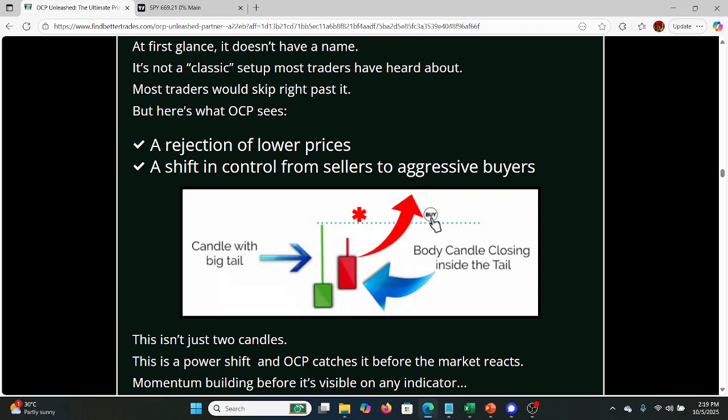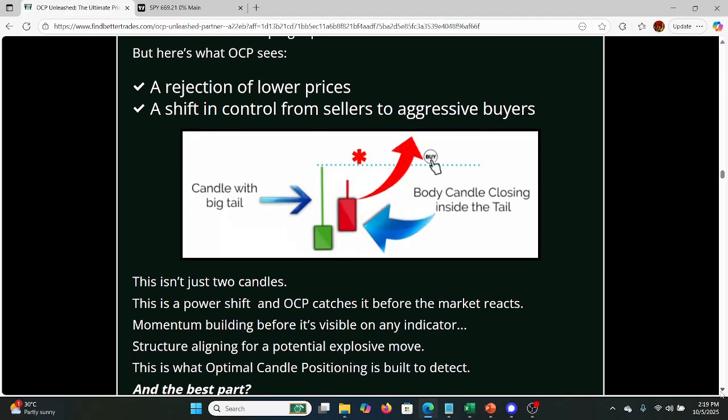So this is what the system really is, and I'll show you the real examples on the SPY 1 minute for the last trading day in just a few minutes. But this is basically the system. It's really simple. You have a candle that has a big tail like this. So sellers stepped in and pushed us all the way down. And then the next candle is what is most important. You want the body of the candle closing inside the tail. So it's closing inside the tail here.